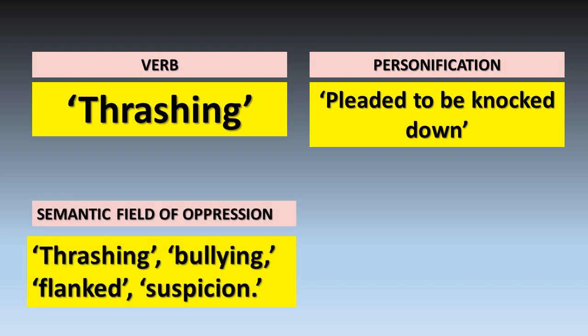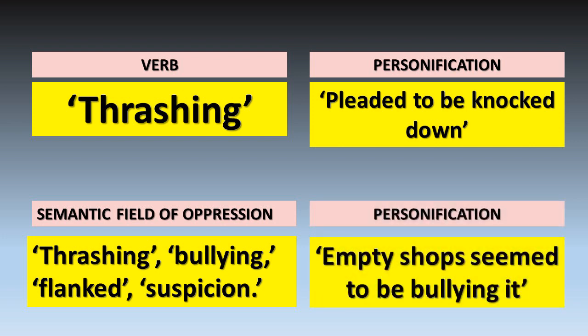And we've also got something a little bit more sophisticated: oppression, the idea of being held down and held back and oppressed is alluded to with this use of semantic fields. So we've got thrashing, bullying, flanked and suspicion. So it makes this seem like a really oppressive place. So that's something that you could explore. And also we've got the empty shop seeming to be bullying it. We've got a wonderful metaphor there, or use of personification. Both key terms are relevant.